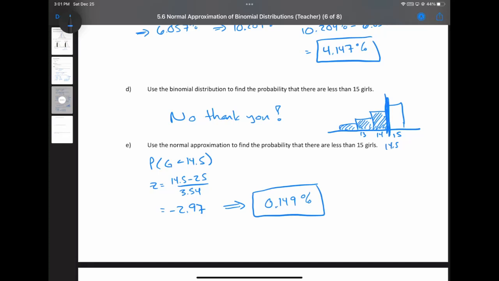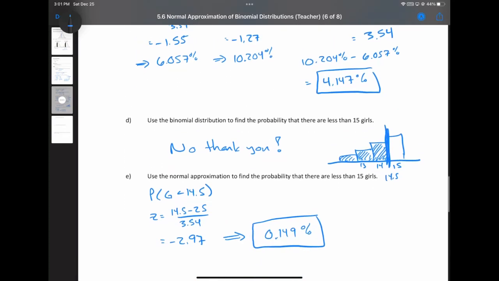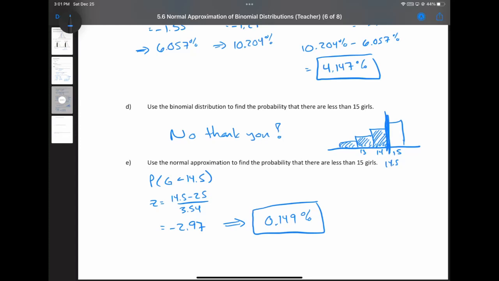Okay, so in this case, it actually worked out to be easier than the original one, because the original one was between two numbers, and this one's just below a number. So it was only one z-score calculation instead of two.